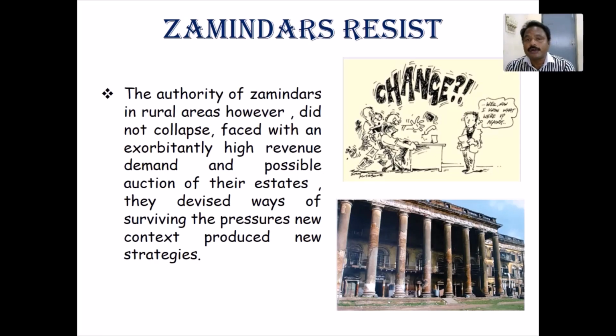Next, how did the Jamindars resist this? The authority of Jamindars in rural areas, however, did not collapse. Faced with an extraordinarily high revenue demand and possibly auction of their estates, they devised ways of surviving the pressures, with new strategies. So Jamindars had their own troops and their own courts, but gradually the East India Company... Let's go to the next slide.